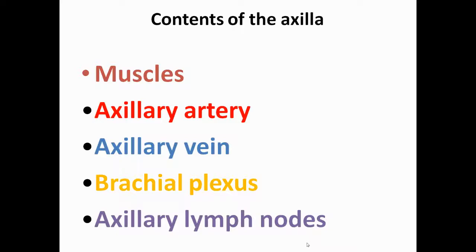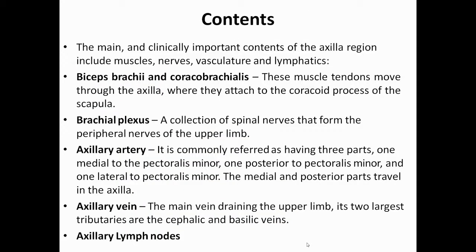Now we will see the contents of the axilla. The contents are muscles, axillary artery, axillary vein, brachial plexus, and axillary lymph nodes. The main and clinically important contents of the axilla region include muscles, nerves, vasculature, and lymphatics. The biceps brachii and coracobrachialis muscle tendons move through the axilla where they attach to the coracoid process of the scapula. The brachial plexus is a collection of spinal nerves that form the peripheral nerves of the upper limb.